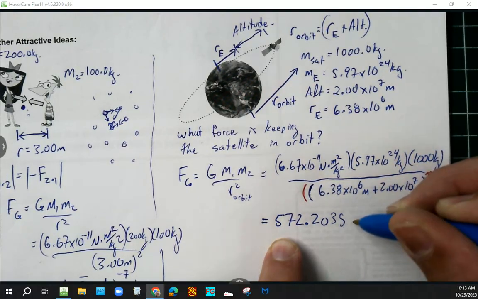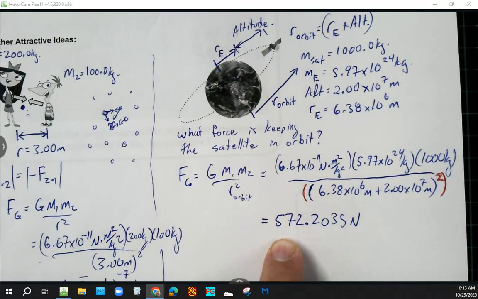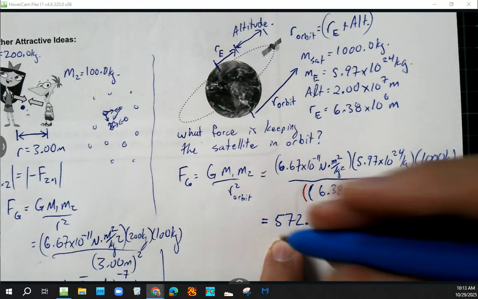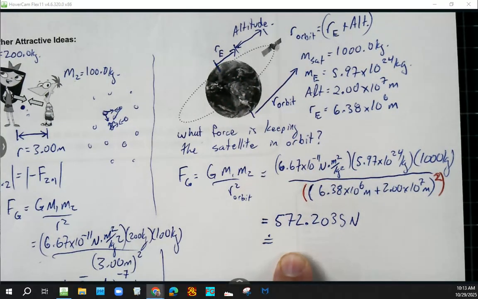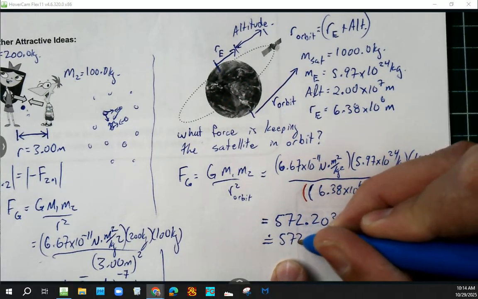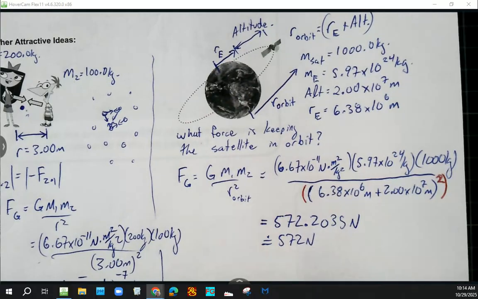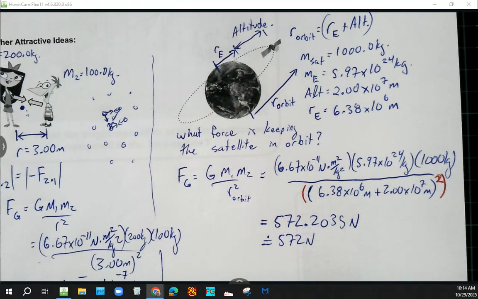572.2035 newtons. Beautiful. Anybody else get the same value? Nice. All right. So bragging rights. We can round this off to significant figures. It looks like we've got 3. So approximately 572 newtons. That's how much force is holding this satellite in orbit. That's the centripetal force that's really keeping the orbit going.